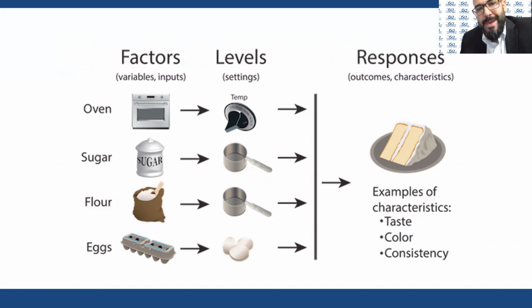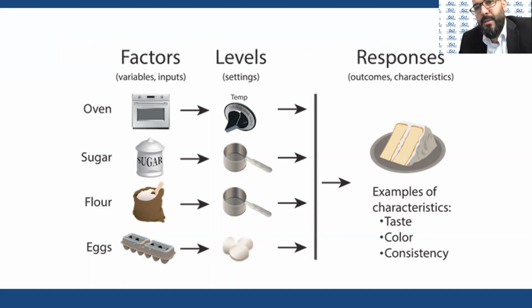But in order to make a cake, you have to have some factors, some environmental things that will impact the output. So you have to have the equipment, the oven. You have to have the raw materials, the sugar, the flour, the eggs.